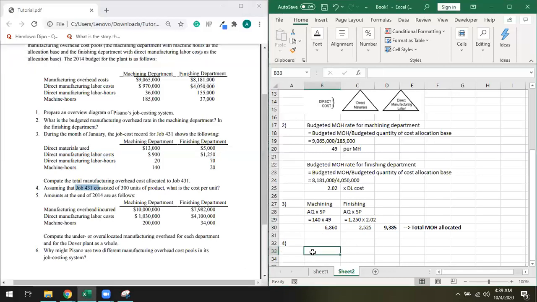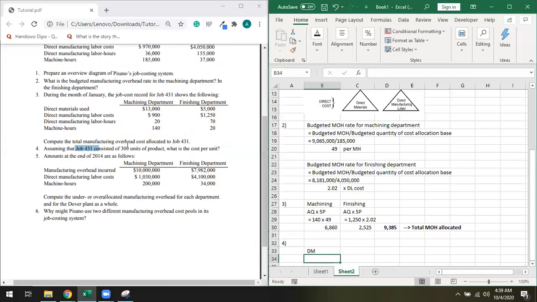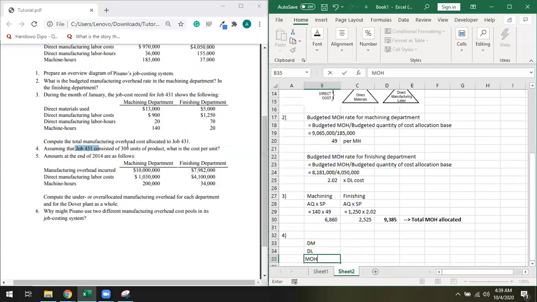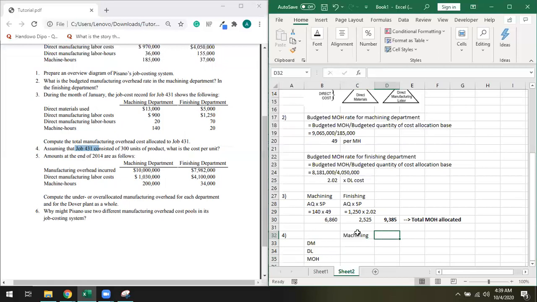Okay, so as we know, total manufacturing cost or total product cost consists of 3 types of costs: direct material, direct labor, and manufacturing overhead. Then we have 2 departments, machining and finishing. The direct material used for machining department is $13,000, and for finishing department, it uses $5,000 of direct material.